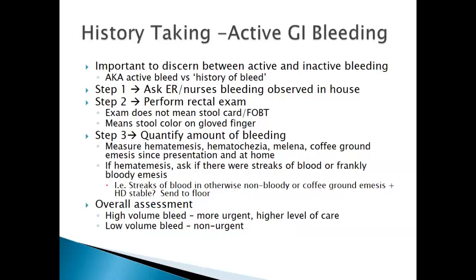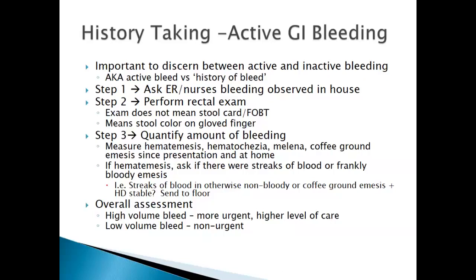And step three, you want to quantify the amount of bleeding, because this is also important for triage. So you want to measure the hematemesis, coffee ground emesis, melena since the presentation, and then also quantify it at home. Is it a teaspoon? Is it a cupful? Is it a bagful? And if it's hematemesis, you want to know how much. So is it just streaks of blood, or is it frankly bloody emesis?